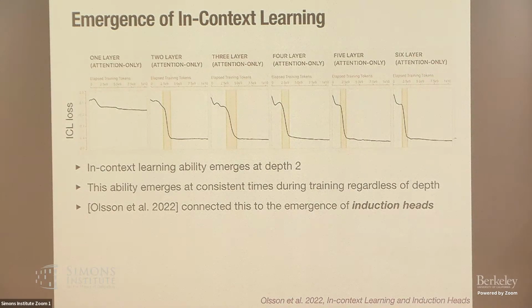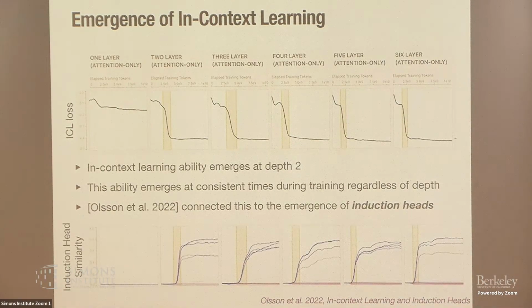They also showed that this corresponds to something called induction heads, which I'll explain. The induction heads emerge roughly in this yellow window where the loss starts going down. So in the same window, this induction head starts emerging, and I'll explain what this is plotting in a minute.